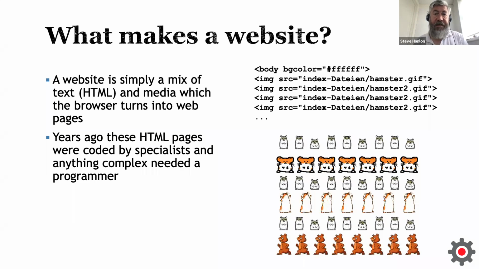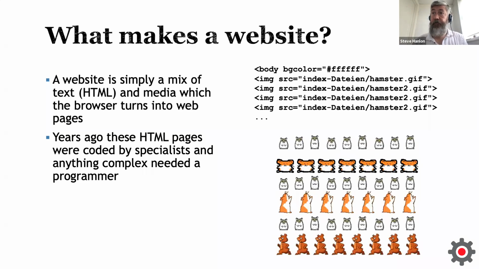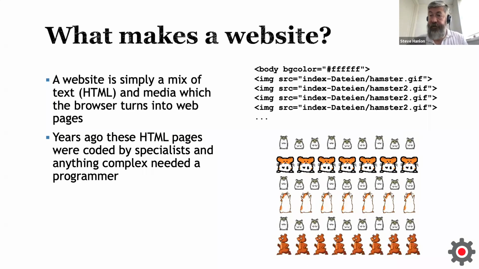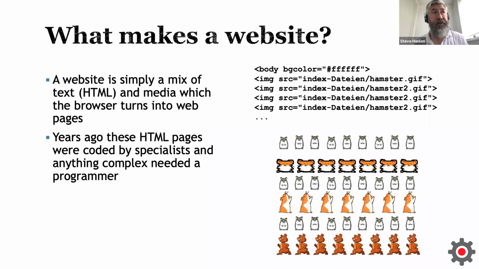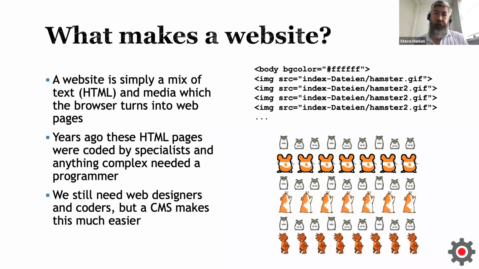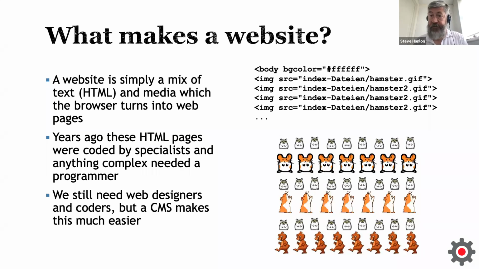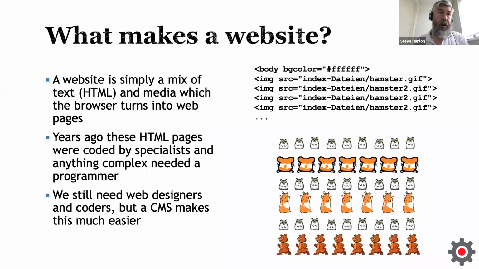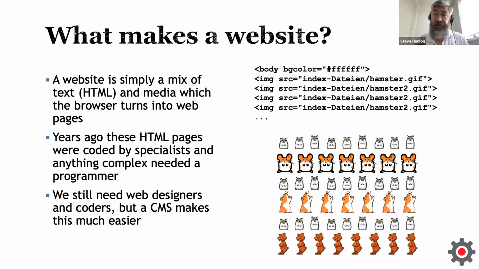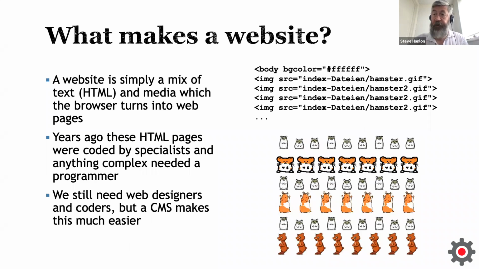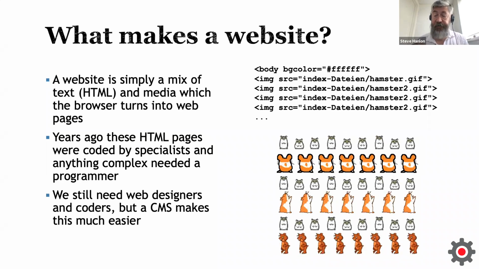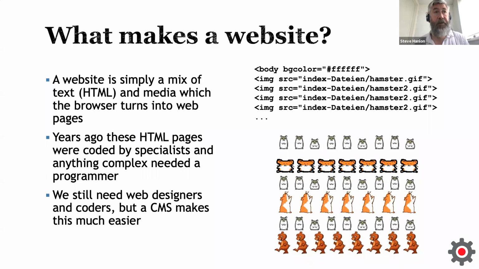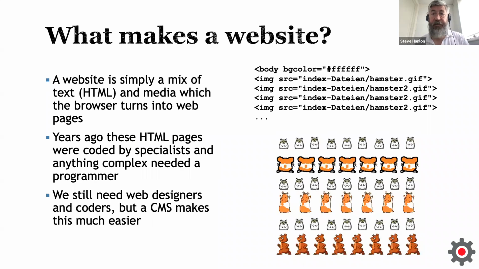And as the internet grew and became more popular and democratized, people had tools to put these together. These are the content management systems. We still need developers and designers, but the CMS takes us an awfully long way towards putting together our site. In many cases, we don't need that technical help to put a site together, because there are tools like WordPress.